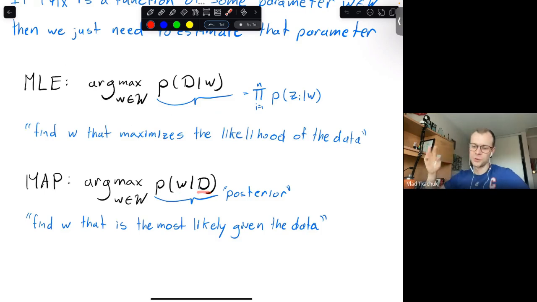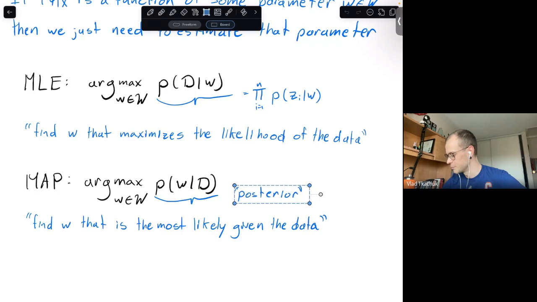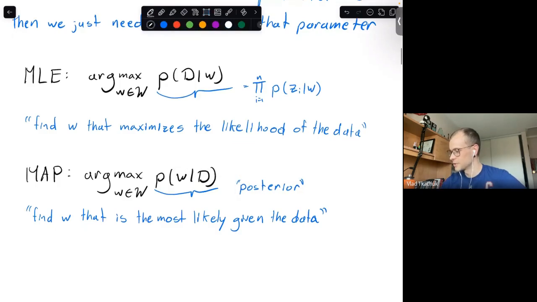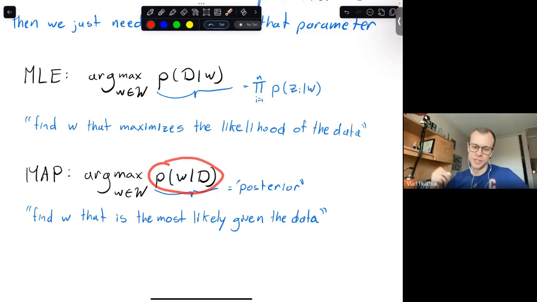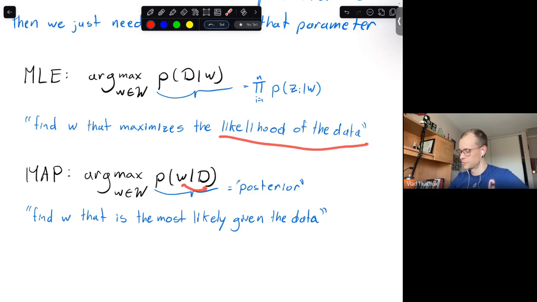So we've changed the order of these things, and this may seem a little bit confusing and unclear why you're doing this and what it really means. Maybe the best way to understand this is to expand the definition of this term here, and then we can get some better understanding of it. But anyways, I'll say the English wording one more time, or how it's usually phrased: MAP is trying to find the W that is the most likely given the data, while MLE was trying to find the W that maximizes the likelihood of the data. So things have been reversed.